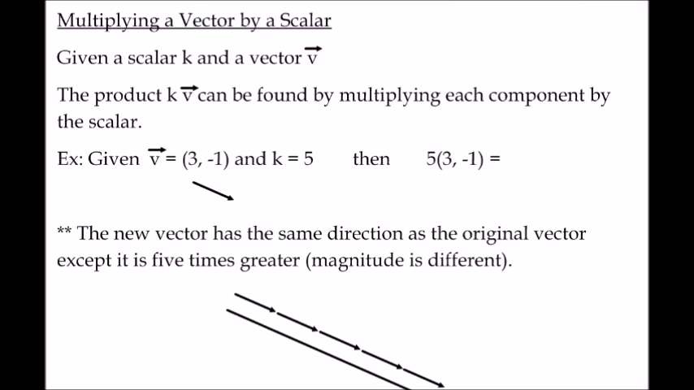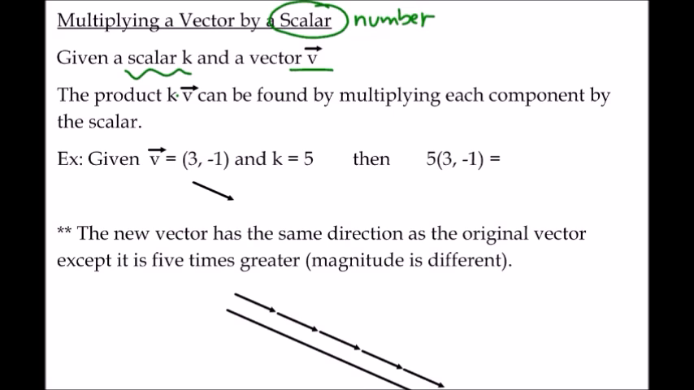Okay, and then we can do addition, subtraction, or we can multiply a vector by a scalar. If you remember, a scalar is just a number, right? There's no direction. So for example, if you have a scalar k, so it's a number, and you see there's no vector sign on the top, you multiply that by a vector v. Okay, so the product of kv can be found by multiplying each component by the given scalar.